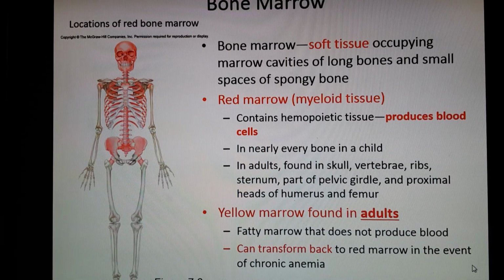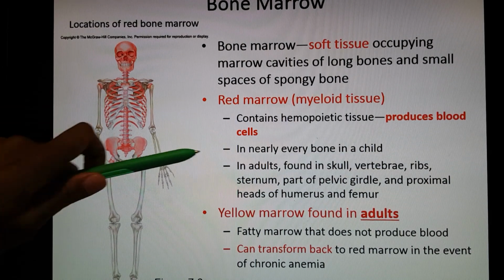So speaking of bone marrow, you have two types of bone marrow. Bone marrow is a type of soft tissue that's inside the marrow cavities of not only your long bones, but also in small spaces in the spongy bone. So the red marrow, which is also called myeloid tissue, produces your blood cells, all seven formed elements of your blood. So your 5 white blood cells, your erythrocytes, which are red blood cells, so we're at 6, and the 7th being your platelets.